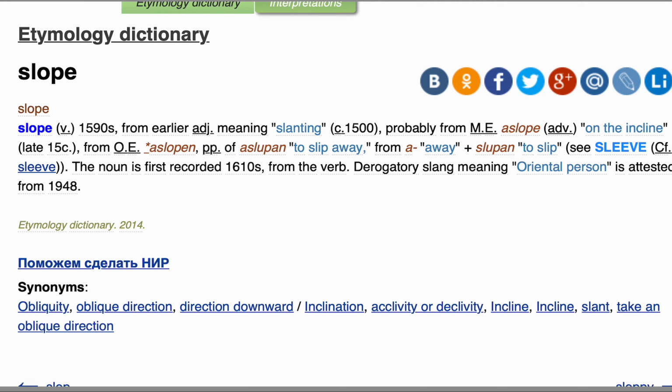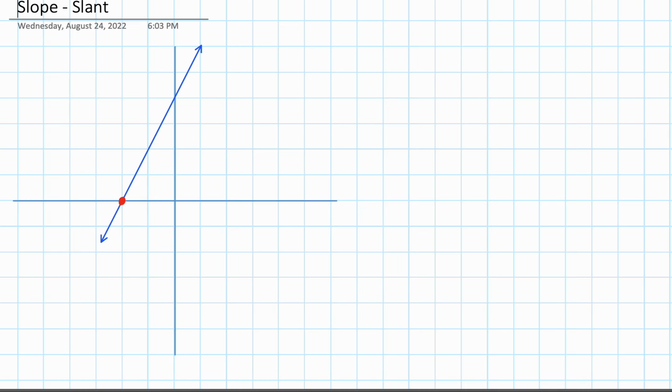Slope, and how to get the slope based on a picture or a graph. I sometimes like looking up the etymology, or the meaning or history, of a word. The word slope comes from the 1590s or so. The word slanting. Some have the word aslopen, which is to slip away or an incline. So in many ways, a slope is how a line is slanted, or which direction it's sort of pointing.